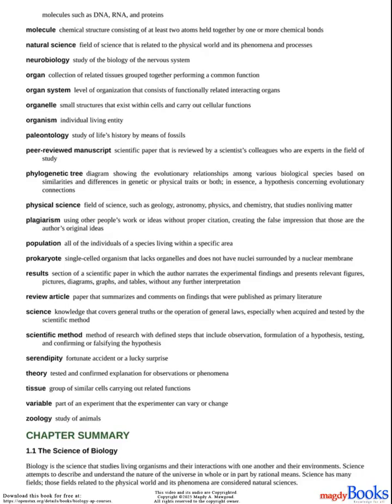Method of research with defined steps that include observation, formulation of a hypothesis, testing, and confirming or falsifying the hypothesis. 48. Serendipity. Fortunate accident or a lucky surprise. 49. Theory. Tested and confirmed explanation for observations or phenomena. 50. Tissue. Group of similar cells carrying out related functions. 51. Variable. Part of an experiment that the experimenter can vary or change. 52. Zoology. Study of animals.